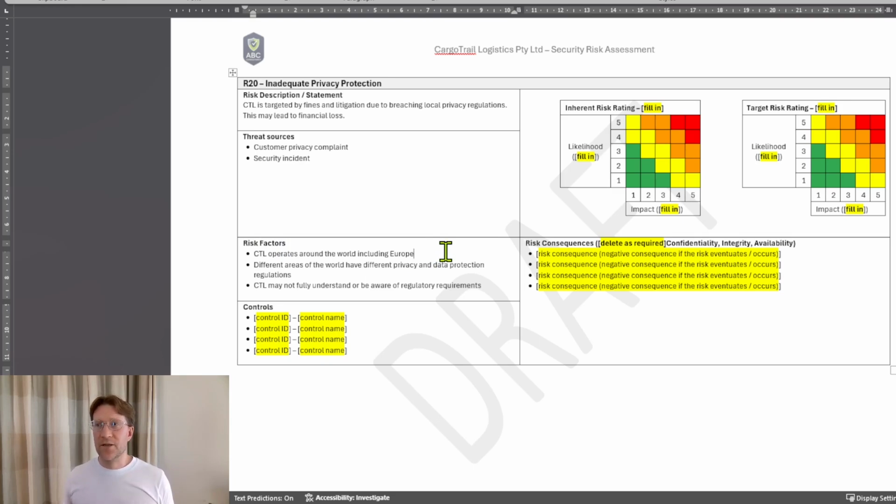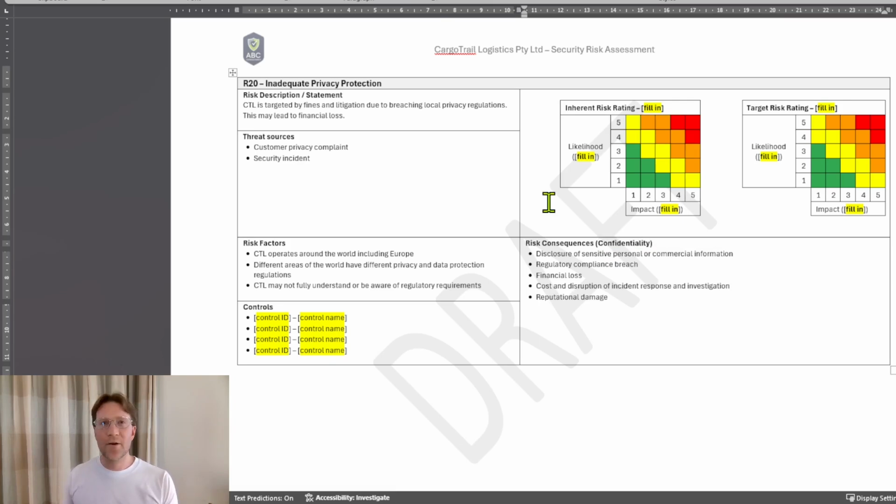Europe being singled out because there tend to be much stronger privacy protection regulations there, like the GDPR. Since CTL operates around the world, there will be many different jurisdictions with different privacy and data protection regulations. So it's important that CTL understands these requirements where they're doing business, because it's quite possible that CTL is not fully aware of, or they do not understand the regulatory requirements governing where they're doing business.